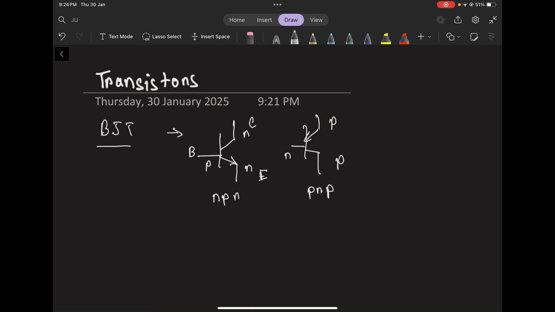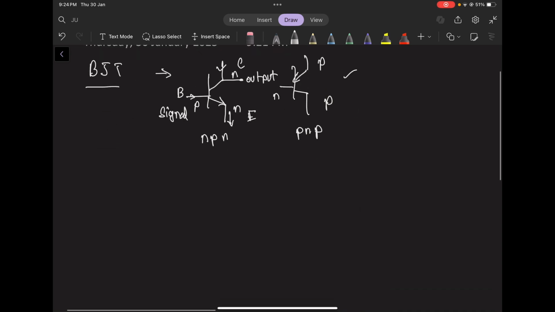NPN transistors basically have the collector supplying the current that goes through the transistor, and the base is where we give the input signal and we can take the output over here, and the rest of the current drains through the emitter. And similarly, this is a PNP transistor.